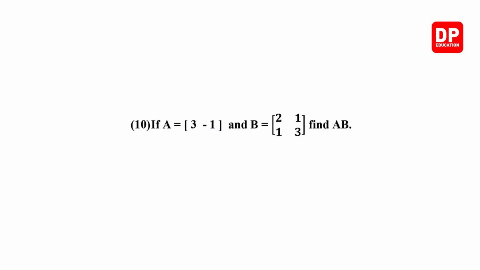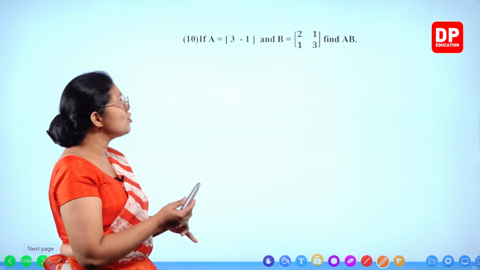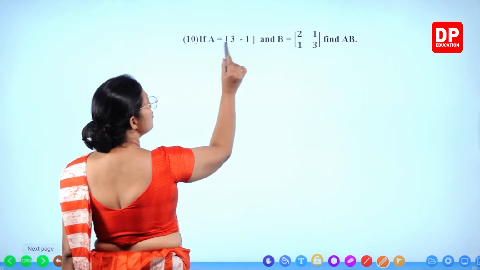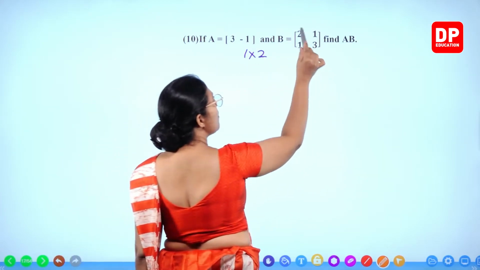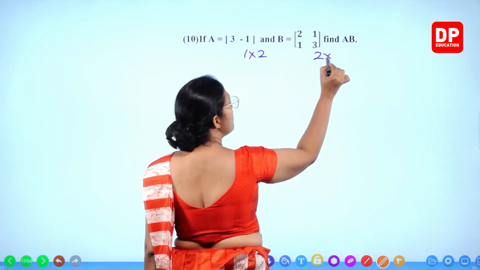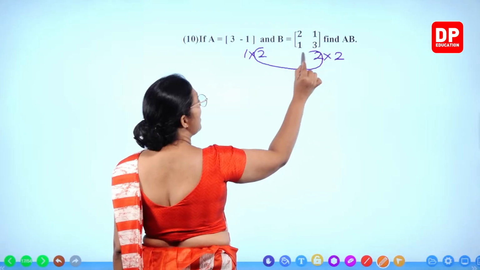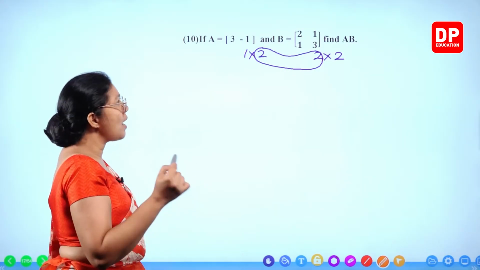Question number 10. Two matrices are given. So you are asked to multiply AB. What is the condition for multiplication? Number of columns in the first one should be equal to the number of rows of the second one. So first one is 1 row and 2 columns, 1 by 2. What about the second one? 2 rows and 2 columns, 2 by 2. Now check whether you can multiply. Yes, we can multiply because the number of columns in the first one is equal to number of rows in the second one.